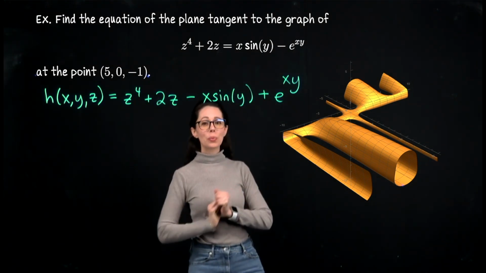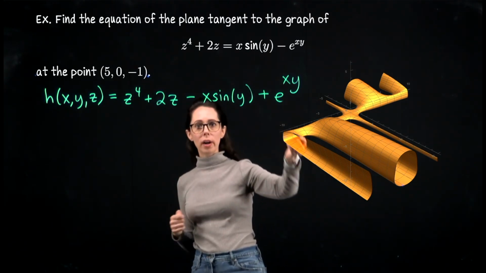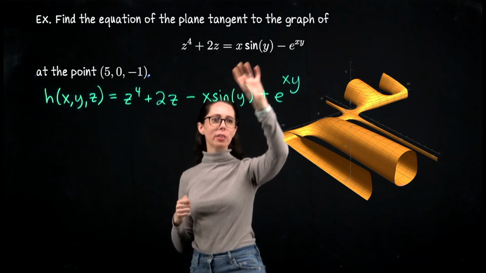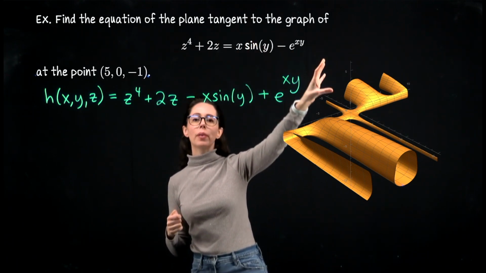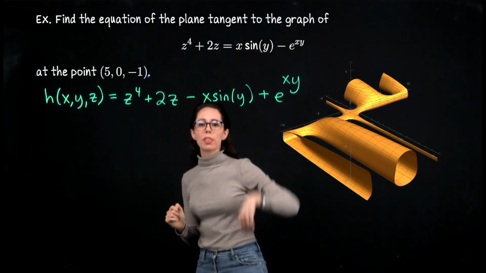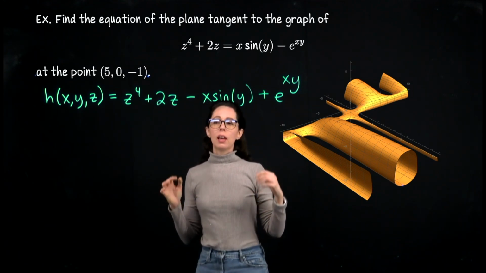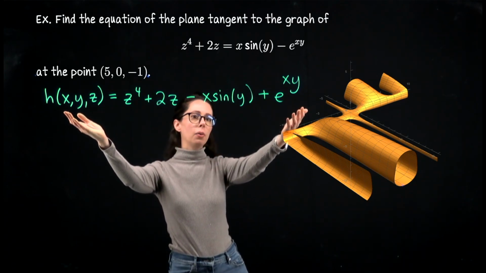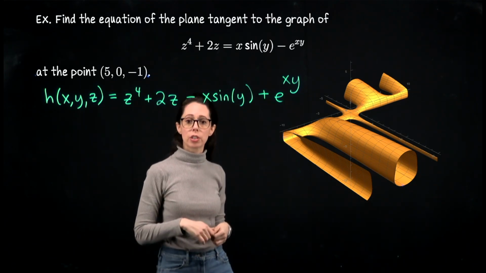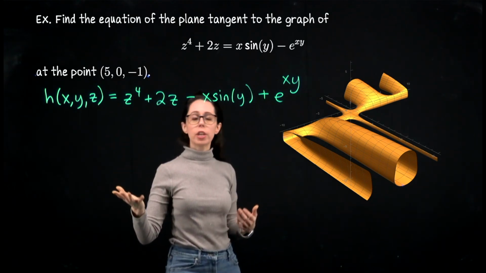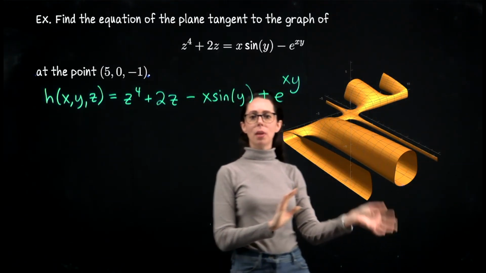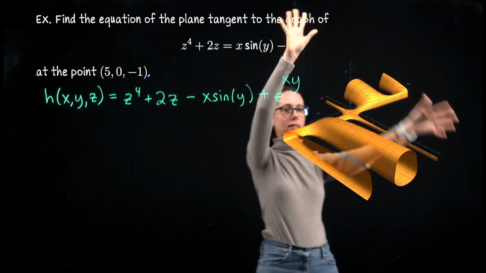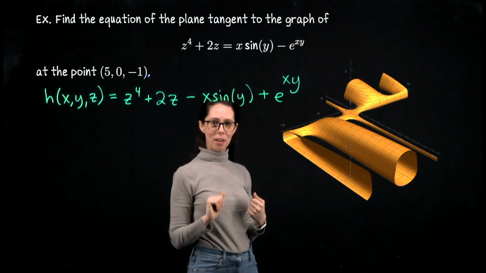All right, hopefully you wrote down either this or x sine y minus e to the xy minus e to the fourth minus 2z. Basically, you could take the left-hand side and subtract it over, or the right-hand side and subtract it over. I subtracted over the right-hand side. This is a function of three variables, and if you look at how this function is defined, there are no restrictions for the domain. So you could think of h here as a function on all of R3, not just a function on this orange object that I've graphed, but h exists everywhere in R3.